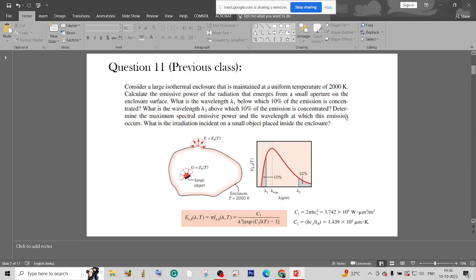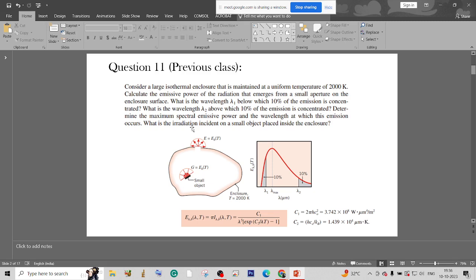So this we already found out. Now we have to determine the maximum spectral emissive power, and for that we need to first determine the wavelength at which we'll get that maximum emissive power. So that we can do by Wien's displacement law. Lambda max into T is equal to 2898 micrometer Kelvin. Now this T is 2000, so lambda max will come out to be 1.45 micrometer.